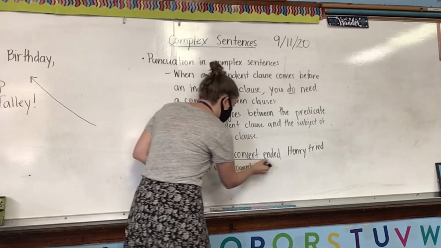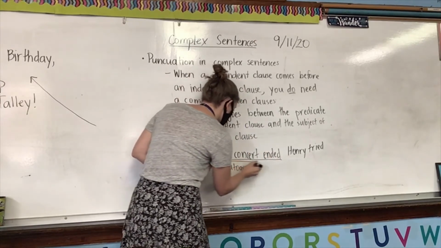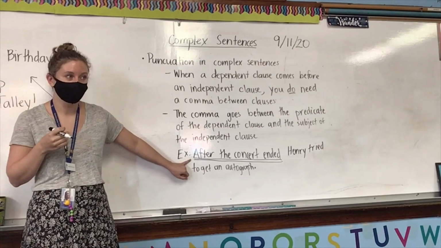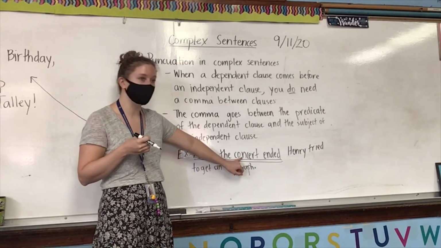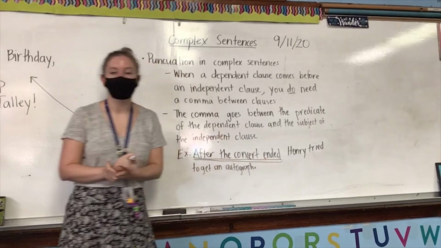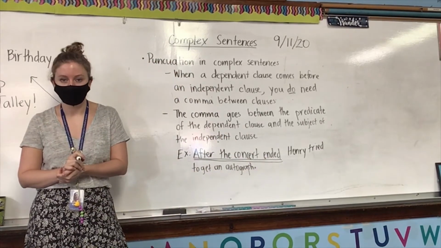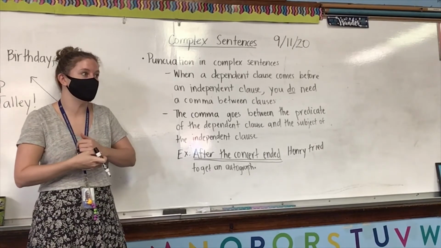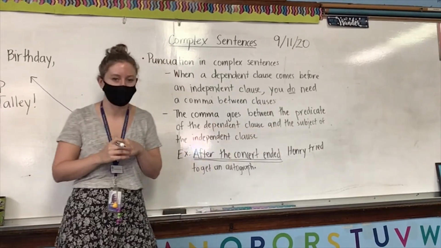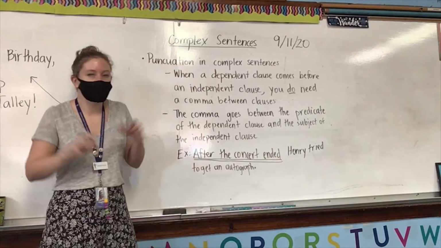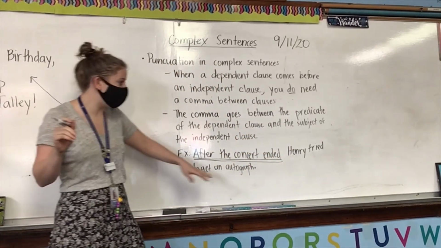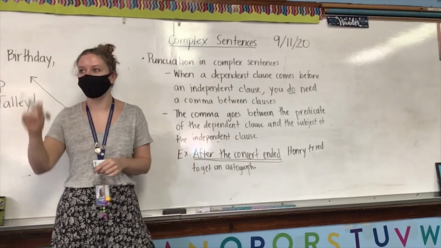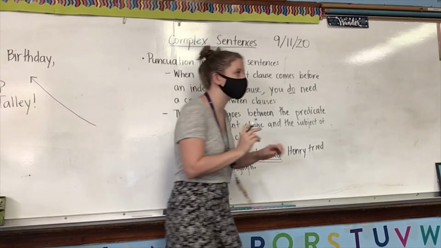After the concert ended is the dependent clause, because a dependent clause starts with a connecting word, like after, has a subject, like the concert, and has a predicate, like ended. We know the dependent clause ends when we get to the subject of another clause. Henry is a different subject. So we know the first clause has to end at the end of the first predicate. Ended is the first predicate.